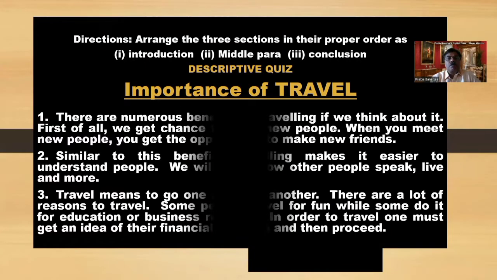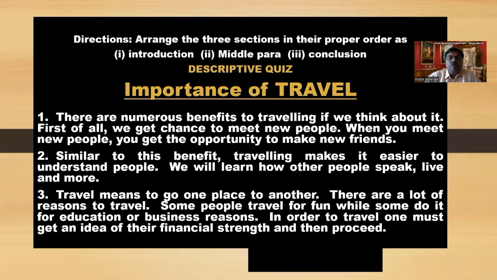In section one, there are numerous benefits to traveling if we think about it. First of all, we get a chance to meet new people. When you meet new people, you get the opportunity to make new friends. Section number two, similar to this benefit, traveling makes it easier to understand people. We will learn how other people speak, live, and more. And section number three, travel means to go from one place to another. There are a lot of reasons to travel. Some people travel for fun, while some do it for education or business reasons. In order to travel, one must get an idea of their financial strength and then proceed. Remember, 1 minute time. Your time starts now.